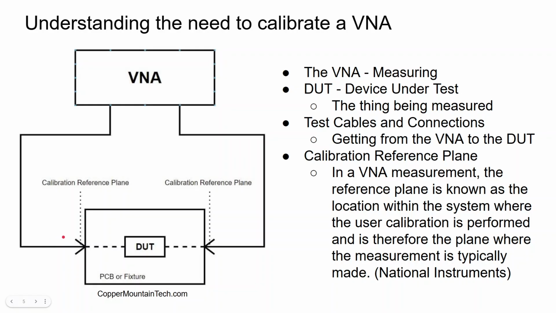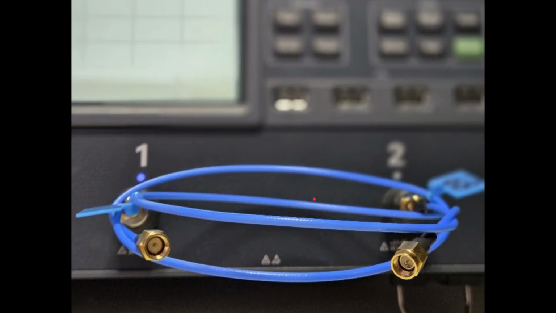Let me read for you, it's on the screen here, a definition from National Instruments for the reference plane. In a VNA measurement, the reference plane is known as the location within the system where the user calibration is performed and is therefore the plane where the measurement is typically made. This is all true. This is the definition that we're going to be working with here. Here's a photo. I kind of coiled the wires up here just to get them in the photo and so you could see the connectors as well.